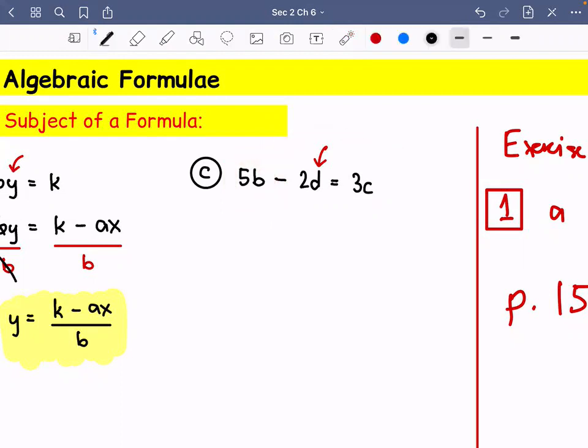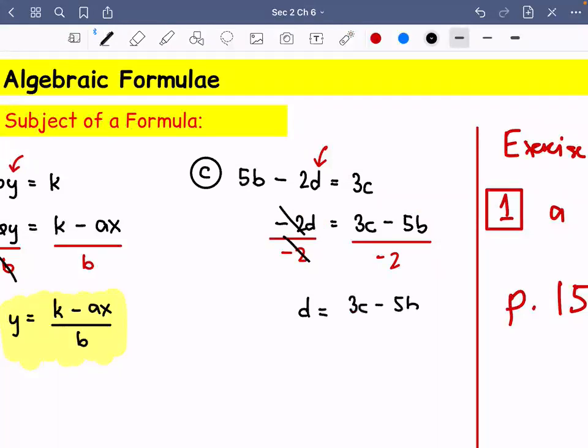Okay, so I'll have negative 2d equals 3c minus 5b, right? Basically I want d to be the subject, so I'll get rid of negative 2. And how do I do that? I'll divide both sides by negative 2. Alright, so that's it. So d is equal to 3c minus 5b over negative 2. Okay, that's your answer, class.